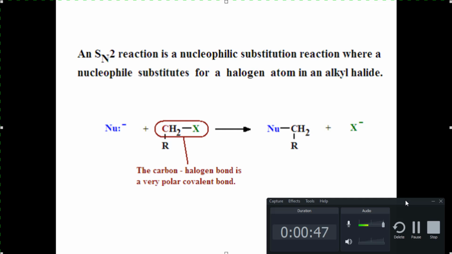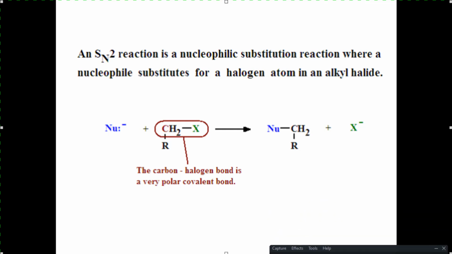Okay, so the next set of topics that we're going to talk about are different reactions that are really critical in organic chemistry. These are called SN1, SN2, E1, and E2 reactions, and we're going to take them one at a time. First of all, we're going to have to define some terms, but the first reaction we're going to talk about is called an SN2 reaction. And that's a nucleophilic substitution reaction.